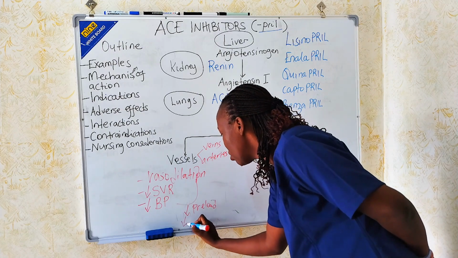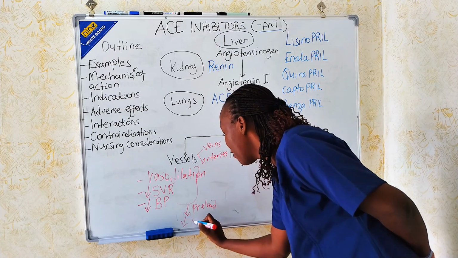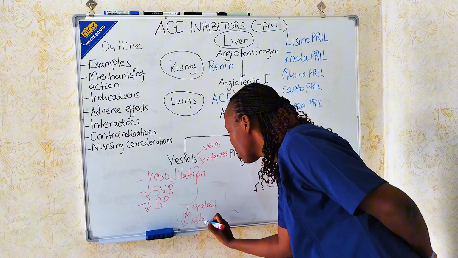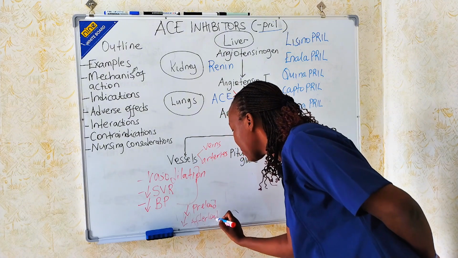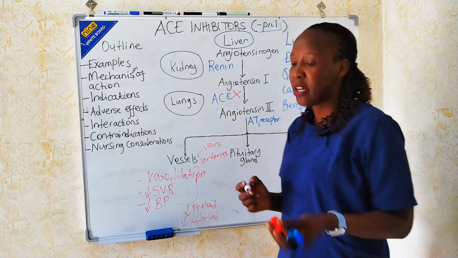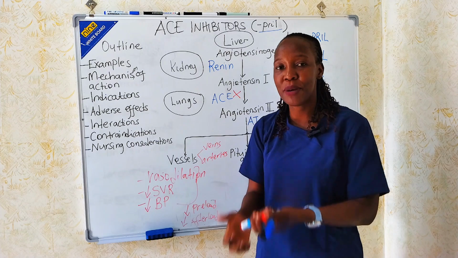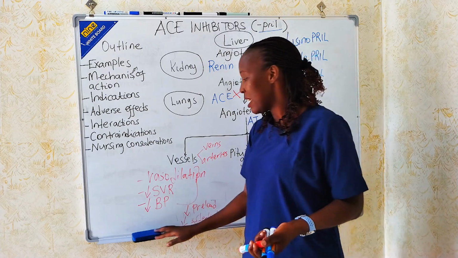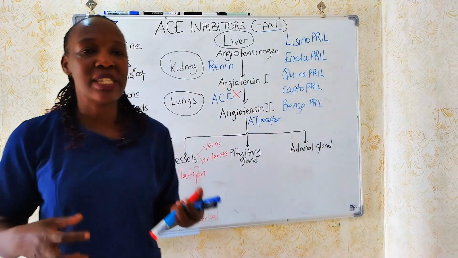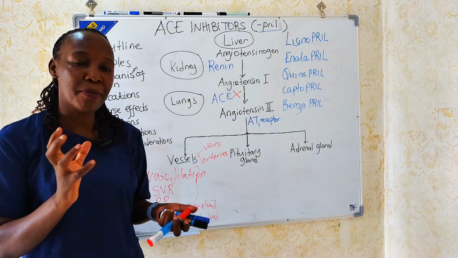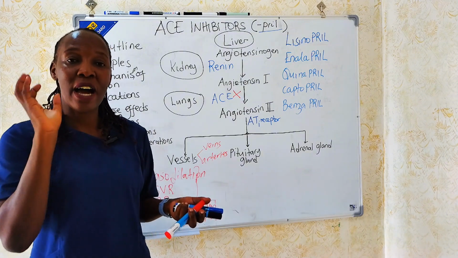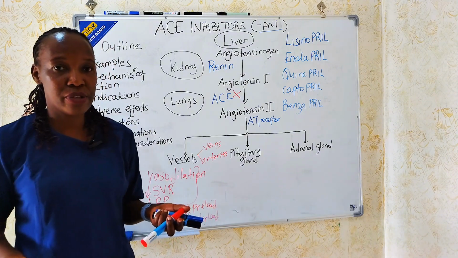Okay, and we will also have a reduction in afterload. Preload is the amount of blood that returns to the heart from the body. Afterload is the pressure against which the left ventricle has to pump to push blood to the aorta and then to the rest of the body.